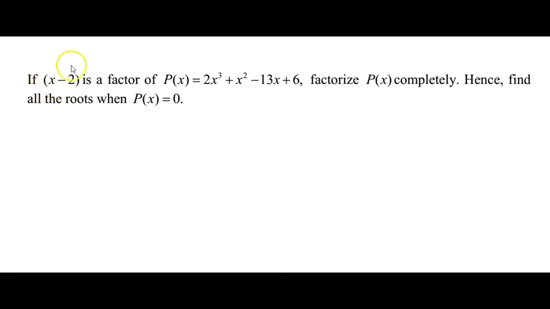I have x minus 2 is a factor of p(x), where p(x) is a cubic expression, and the question asks us to factorize p(x) completely. Hence, find all the roots when p(x) equals 0. So in short, the question is asking us to solve the cubic equation where the first factor is given.